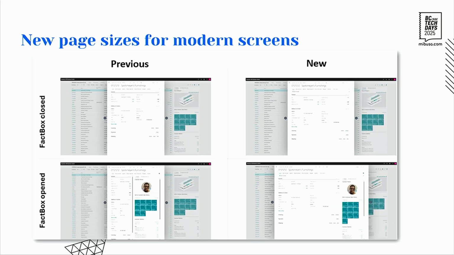So you can see on top the previous size for the slim mode, where we have a lot of space on the side, and then with the new, those margins have become smaller. But I think where this feature really shines is the second screenshot over here, where we go from this very slim page with a fact box opened to a wider page that allows you to view more data at the same time while also having the fact box open.